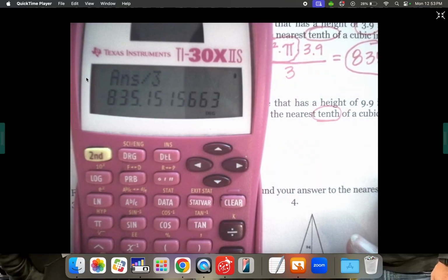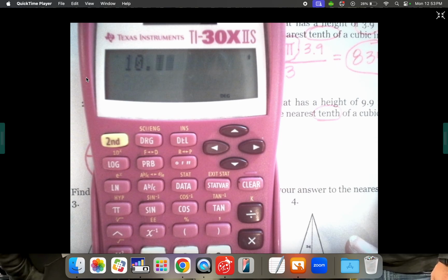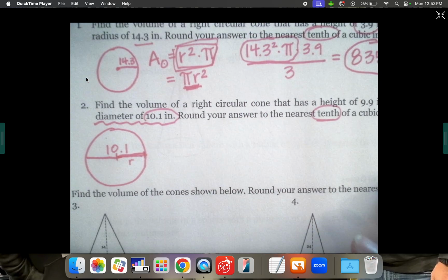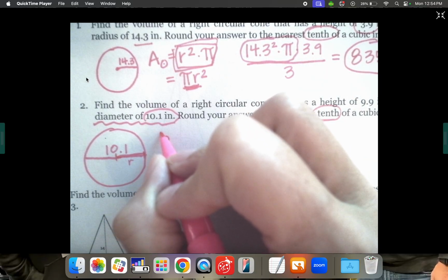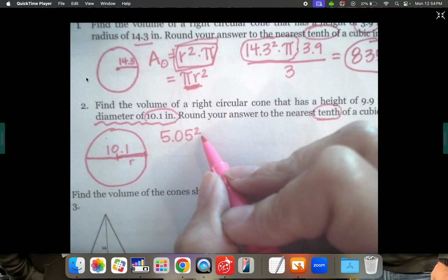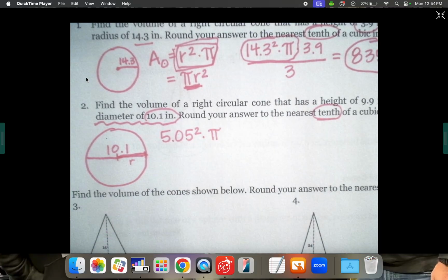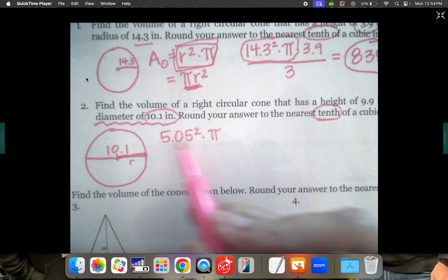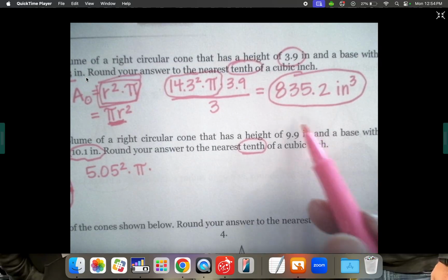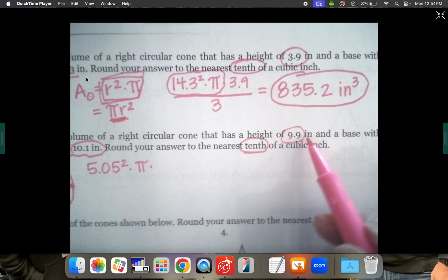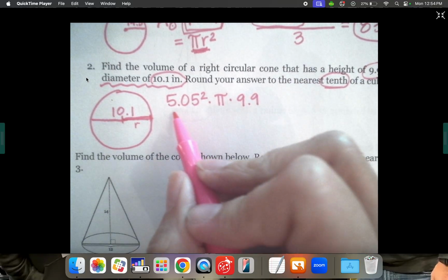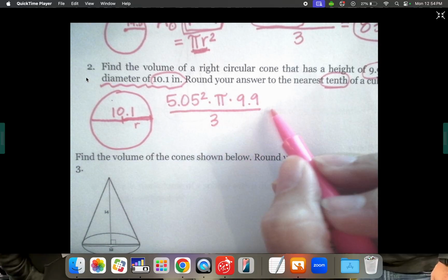So let's do that first. I'm going to do 10.1 divided by 2, and that gives us 5.05. So the radius is 5.05, and that's the number that gets squared, and that's the number that we'll multiply by the pi button. Okay, so that's the B, the capital base, times the height. They told us in the instructions that the height is 9.9, so times 9.9. And then since it's a cone and it goes to a point, we're going to divide by 3.